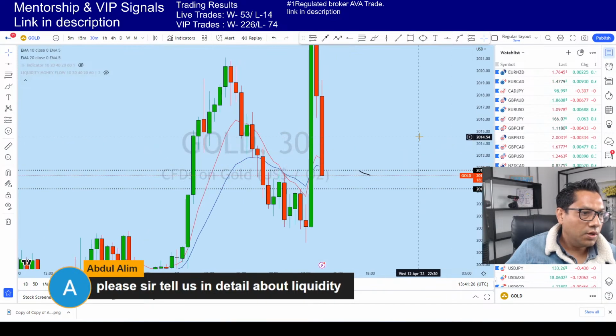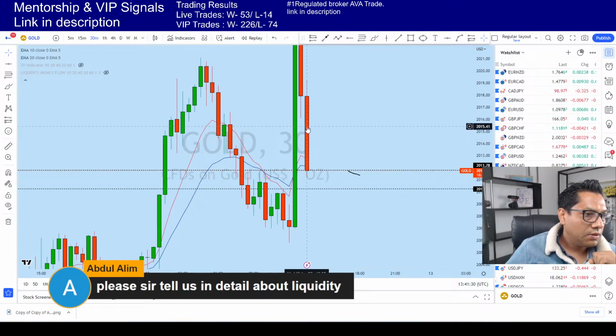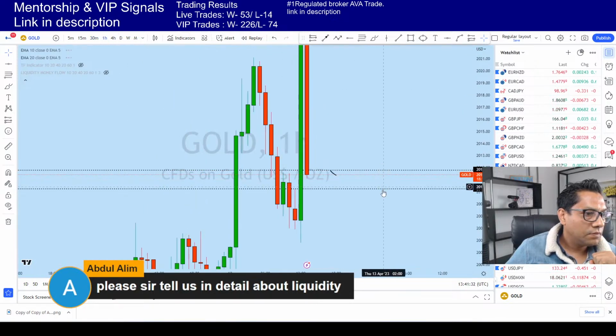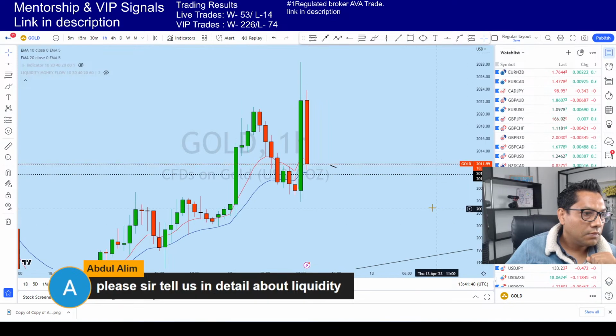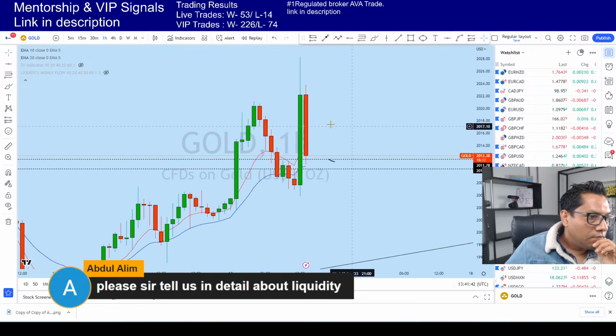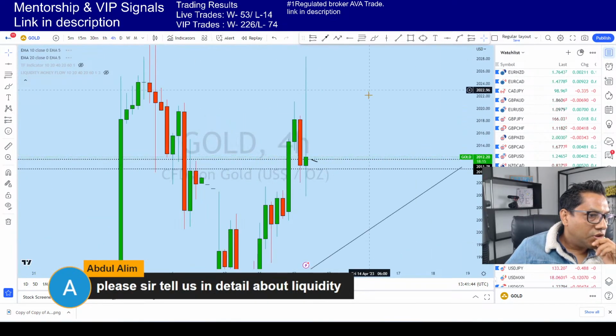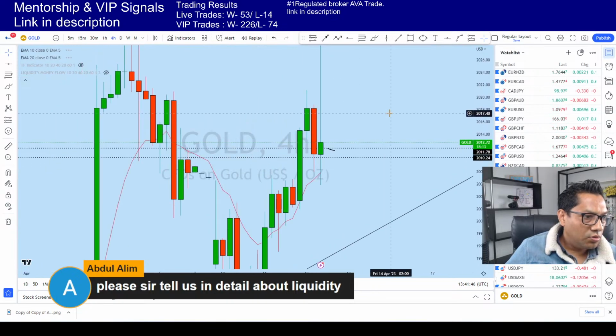Okay, we see that gold has come to a very important zone as expected. Now this is the 4-hour chart. We might be able to go long. Let me see.